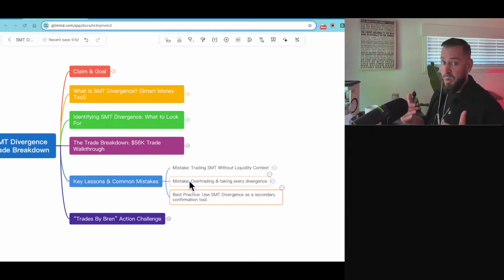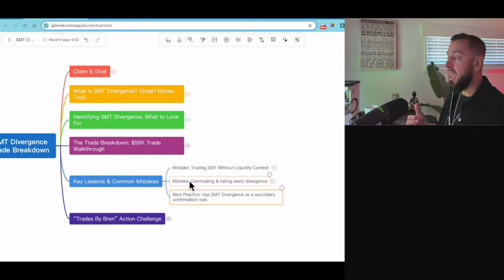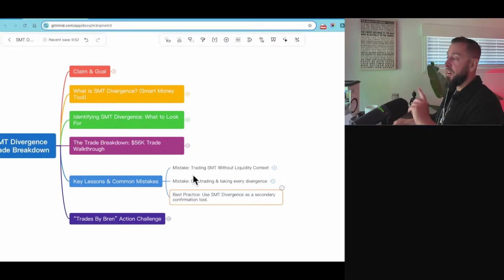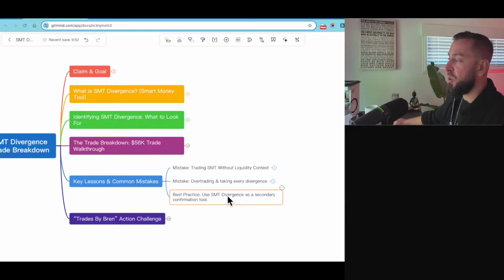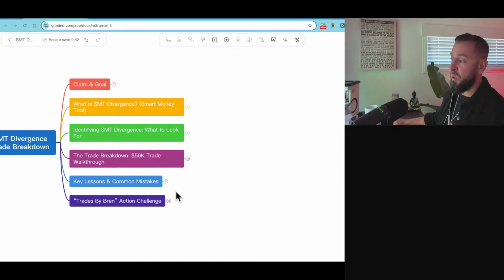Because you want to buy low in a trading range. You don't want to buy high. Okay. So those are all other reasons to enter a trade. Then you can use divergence as a secondary tool, which is awesome.